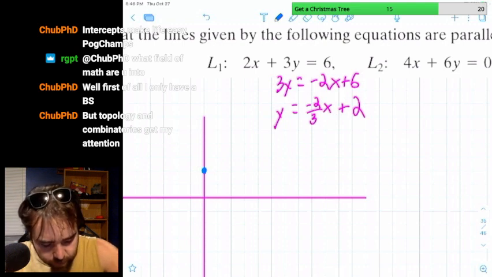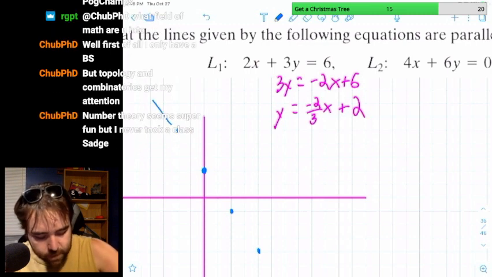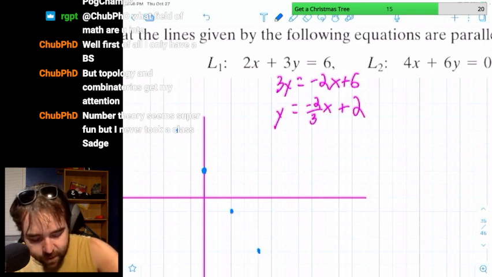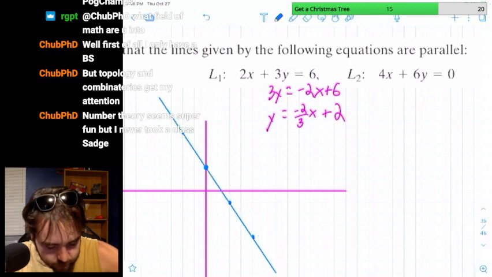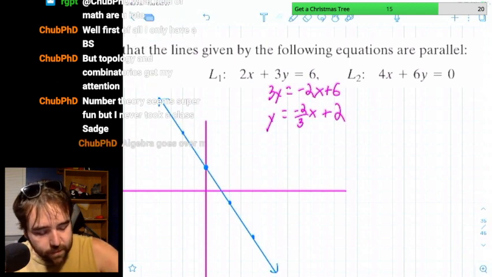So we can go down 3 and over 2, down 3 over 2, or the other direction. And so there's that line. Roughly, well, yeah, if you straighten out, you got to be perfect. So roughly right there. And then what's the other line? Let's do the same thing.